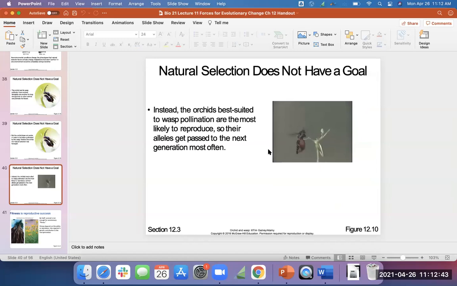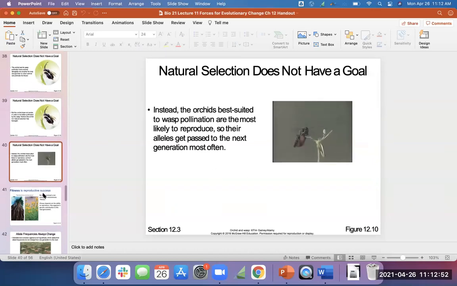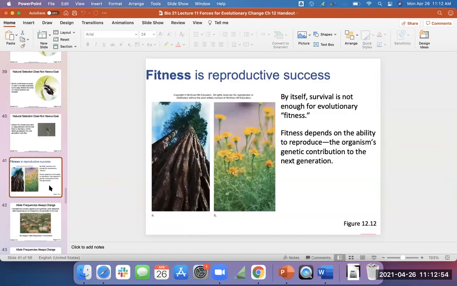So here, it mimics the female wasp or male wasp, the way the wasp looks, and it comes and hits the head and grabs some pollen, and that's how it's pollinating. And then fitness, survival of the fittest. The term fitness is talking about reproductive success. It's not talking about physical fitness.